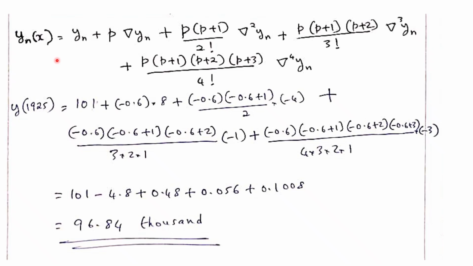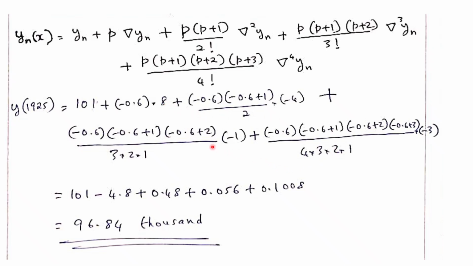So the formula is yn of x is equal to yn plus p into del yn plus p into p plus 1 by 2 factorial into del square yn plus p into p plus 1 into p plus 2 by 3 factorial into del cube yn plus p into p plus 1 into p plus 2 into p plus 3 by 4 factorial into del to the power 4 yn. Next you just substitute. See, yn of x is 1925. So yn is 101, p is minus 0.6, del yn is 8. All those values are from the previous table. So you have to just substitute.